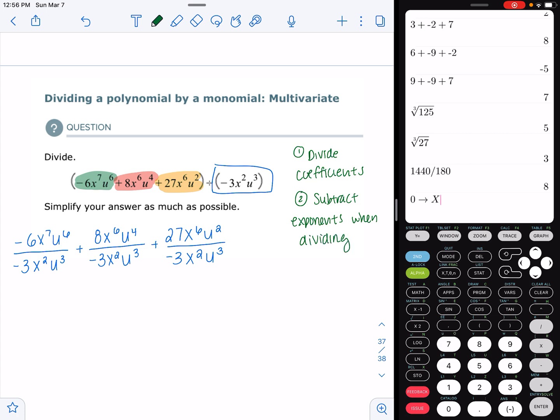Okay. So now I'm ready. I'm going to do this first one. So go ahead and use your calculator to help you. I'm going to divide those coefficients, right? So negative 6 divided by negative 3, and you get 2. Awesome. x to the 7th divided by x squared, we're going to subtract our exponents. So 7 minus 2 gives us 5, so this is x to the 5th. And then u to the 6th over u to the 3rd. Again, we're going to subtract our exponents. So 6 minus 3 gives us 3.